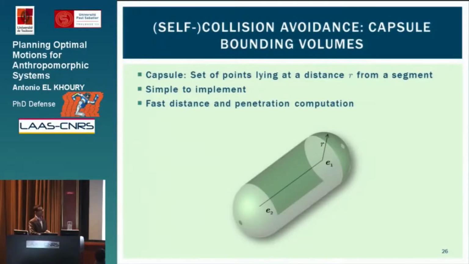represent each body of the robot by a capsule, which consists of the set of points lying at a distance r from a segment. The advantage of using such a geometry is that it's very simple to implement. With it, we can very easily compute the distance between either two capsules or between a capsule and a mesh, and this can be done very fast. Furthermore, for slight penetrations, we can compute a penetration, which is basically a negative distance and can be very useful during the optimization process, since we rely on the Jacobians.